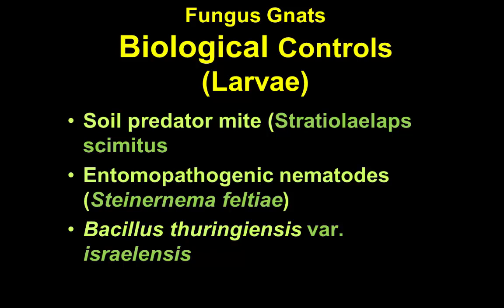There are some biological controls that are used for fungus gnats, particularly in situations like a greenhouse where plants are being grown over a long period of time. These include some predators, nematodes, and a pathogen can be used as well.